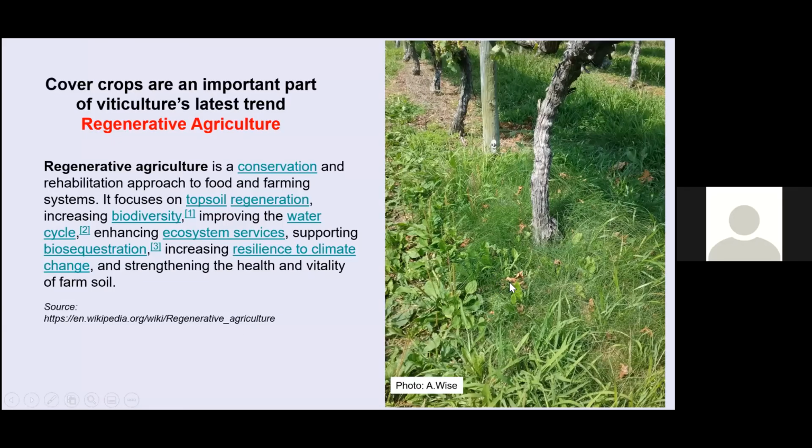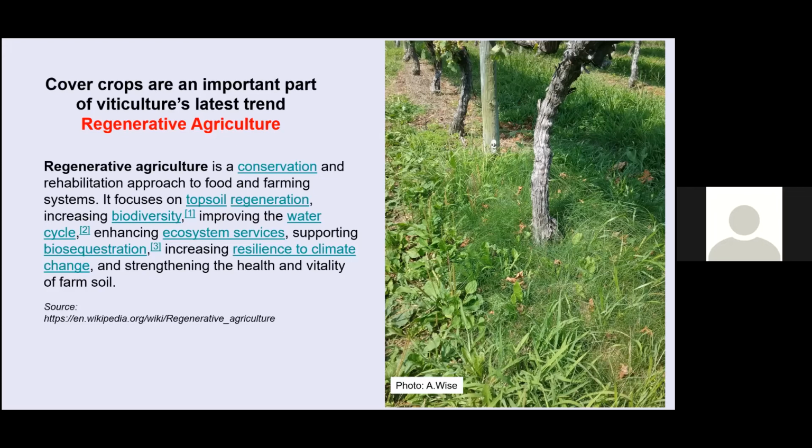So cover crops are part of one of viticulture's latest trends called regenerative agriculture. I do not pretend to know a lot about this, but I do know that there's a huge emphasis on soil health and on the use of cover crops. With all these philosophies, you have to find your own path and make your own choices. But I think there are probably some things that all of us can learn when we hear about this kind of farming technique.